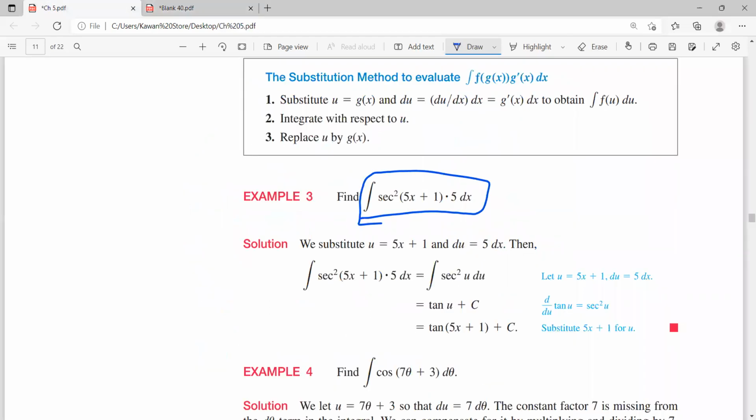It was about that one. We solved it. Any question about that example? Example number 3. Any question? No question? Good.